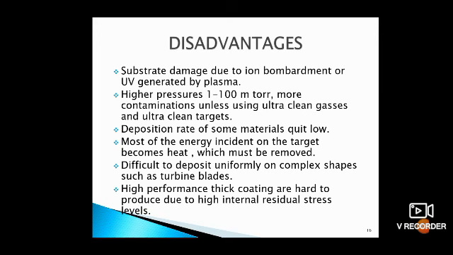The next one is the disadvantages of ion beam sputtering. This is also not in our syllabus, but have a look. The first one is substrate damage due to ion bombardment or UV generated by plasma. Higher pressures of 1 to 100 millitorr, compared to less than 10 to the power minus 5 torr in evaporation. More contamination unless using ultra-clean gases and ultra-clean targets.